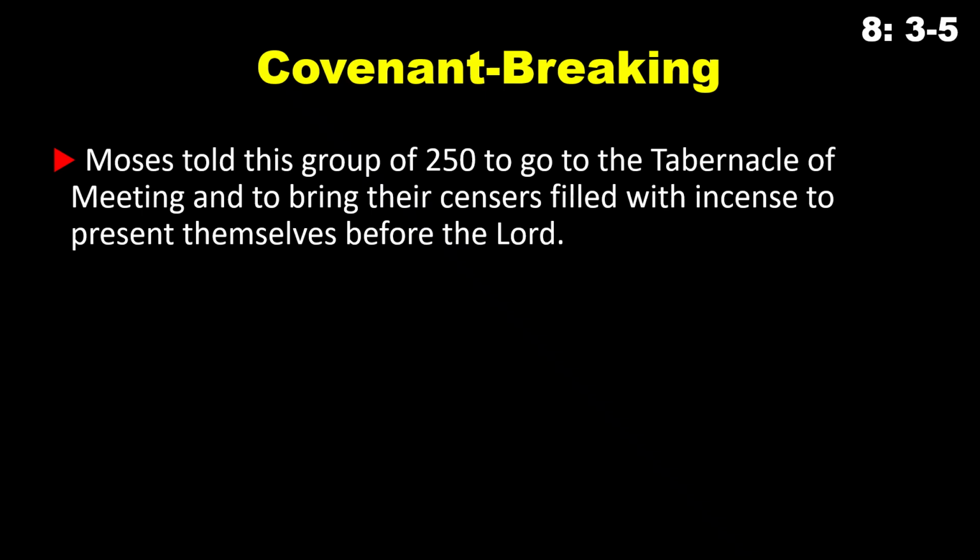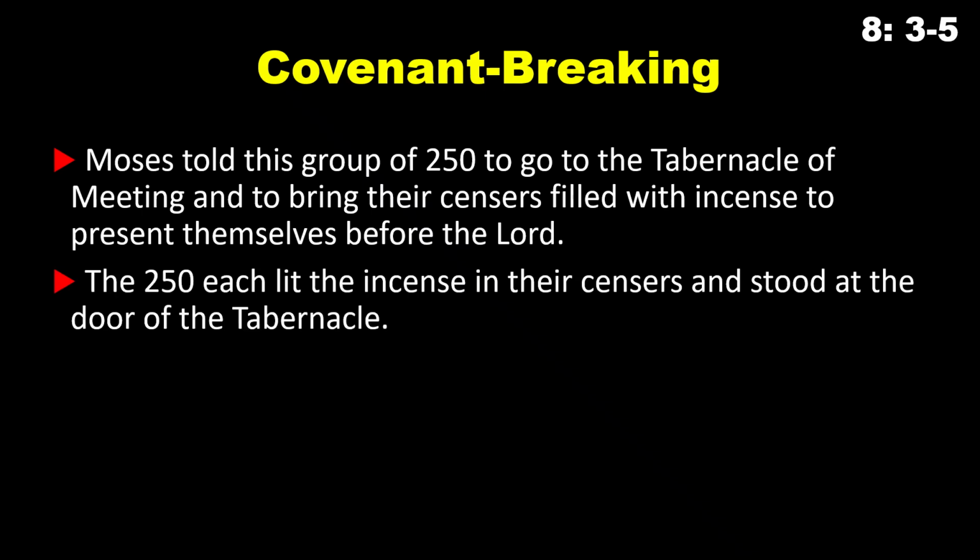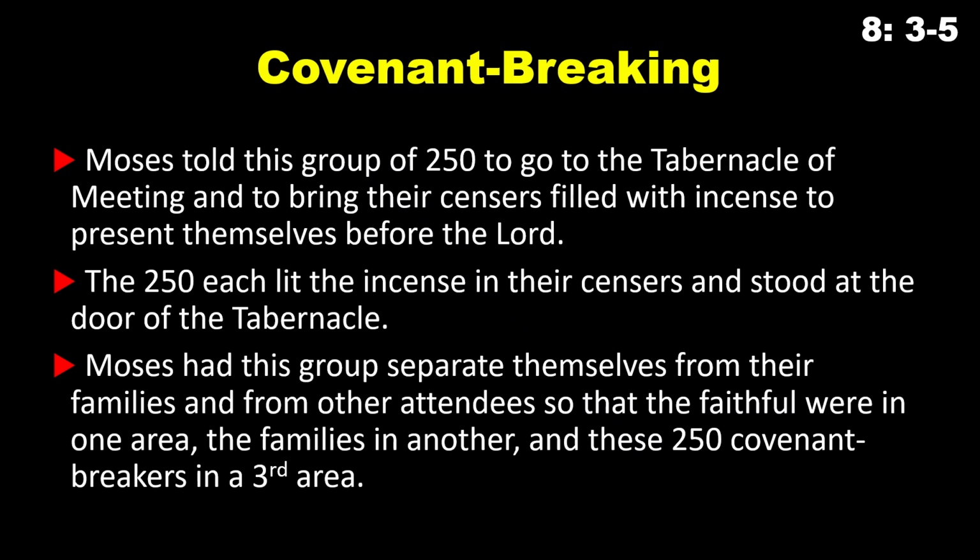Moses told this group of 250 to gather at the tabernacle of meeting and to bring their censers filled with incense to present themselves before the Lord. The 250 each lit the incense in their censers and stood at the door of the tabernacle. Moses had this group separate themselves from their families and from other attendees so that the faithful were in one area, the families in another, and these 250 covenant breakers in a third area.